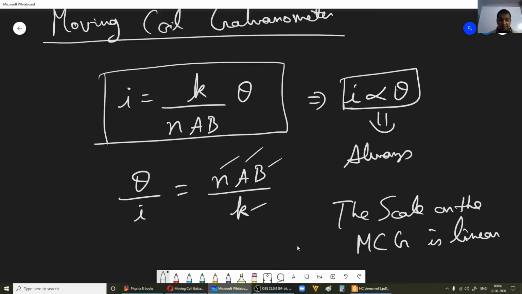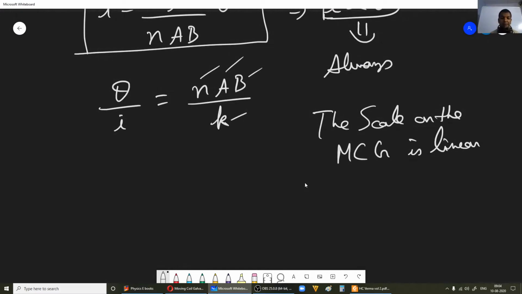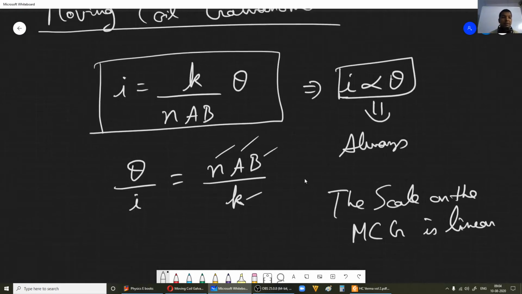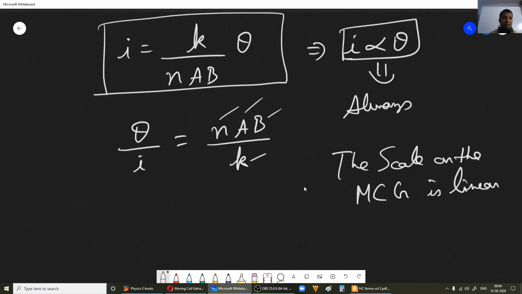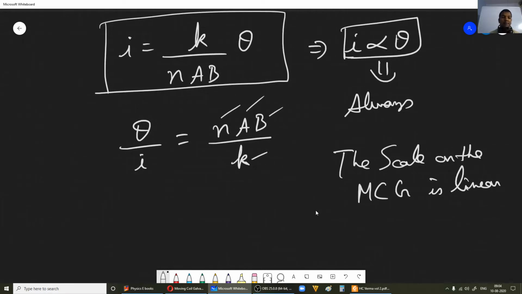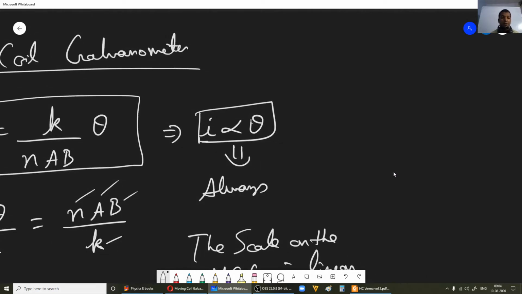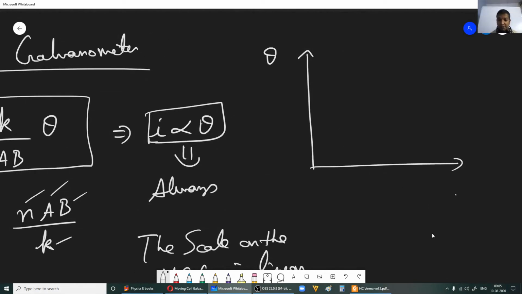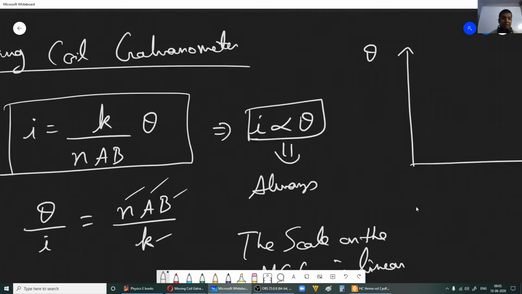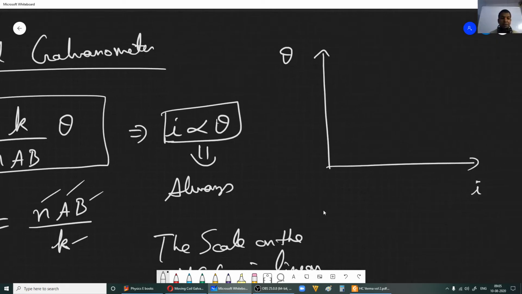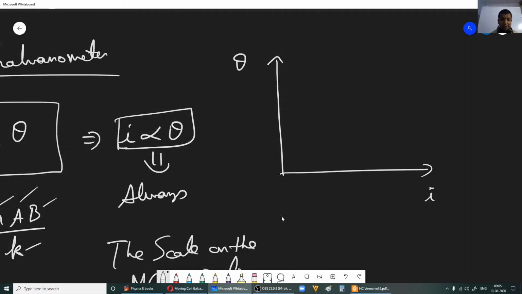Now coming back to this, if you plot this variation, let us draw a graph between theta and I. Theta we will take along the vertical axis. I am drawing this for the moving coil galvanometer so that you can compare. Since I is proportional to theta, you will get a straight line passing through the origin.